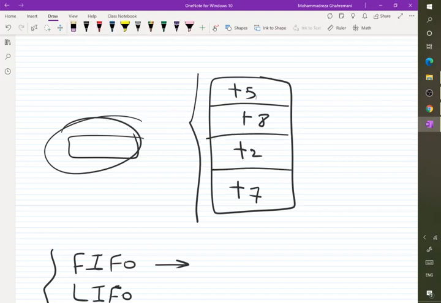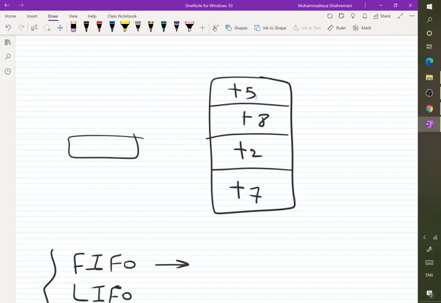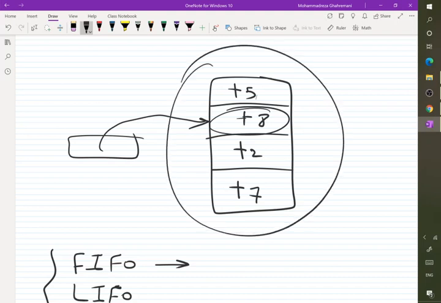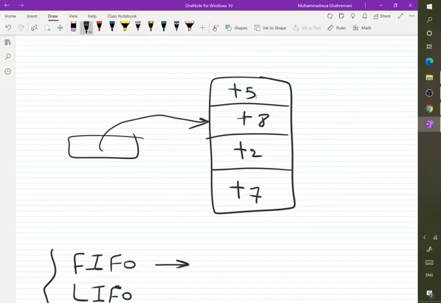The next technique is LIFO, last in, first out. It's the opposite of FIFO. So T8 is the last block that entered. If we want to replace a block in the filled cache, we replace T8.